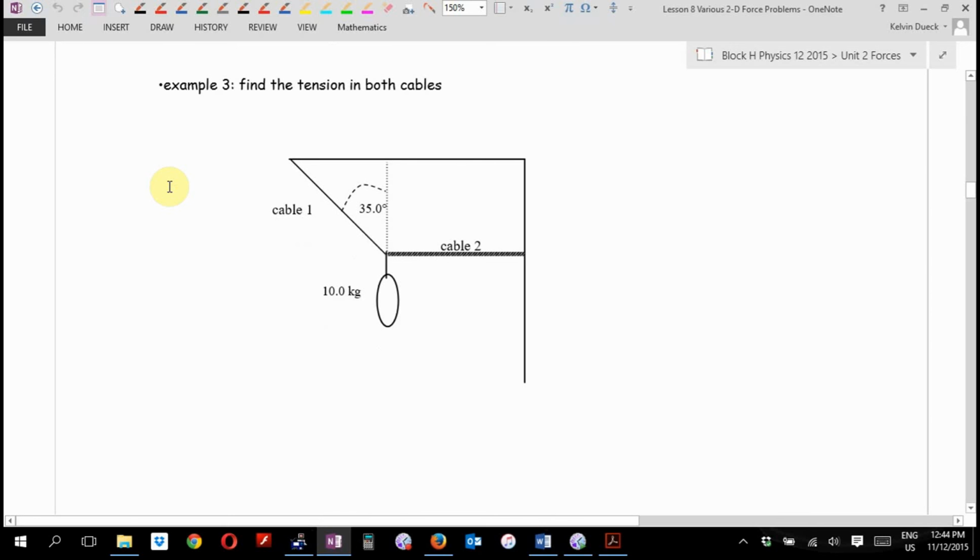It says find the tension in both cables. So it looks like we have a cable like this and a cable like this, and this is like a sign or something like that. Any suggestions?